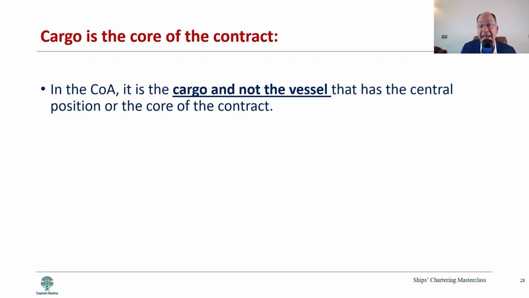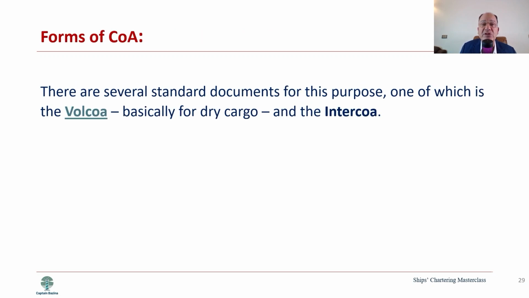So the charterer and the owner agree together that a certain amount of cargo is to be carried, and they agree on how many shipments, and they have their own schedule on a long term. Forms of contract of affreightment include Volcoa and Intercoa.